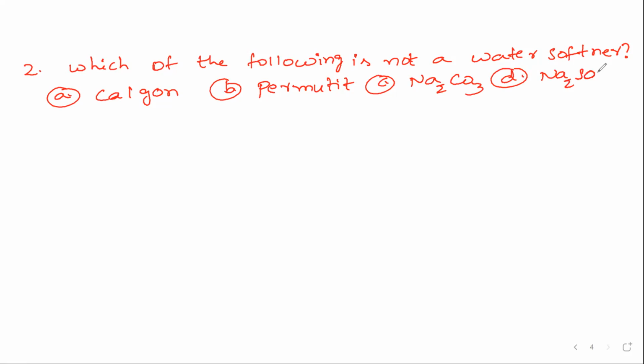The answer straight away you can say is sodium sulfate, because permutit is a water softener, Calgon is a water softener, and sodium carbonate is washing soda, so it is also a water softener. Only sodium sulfate is not a water softener. Next question. Question number 3. All these questions are most important.